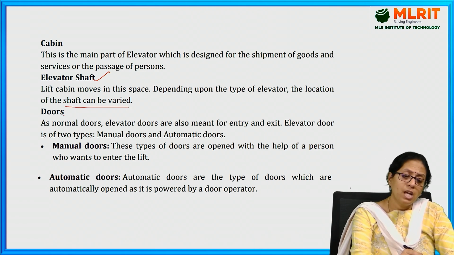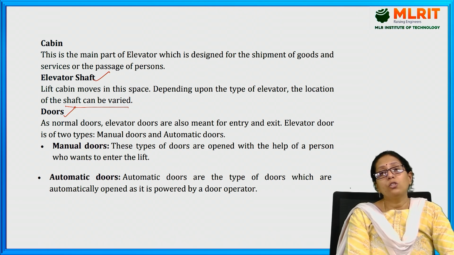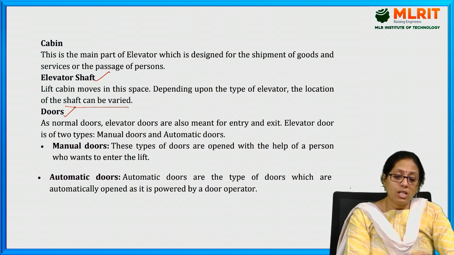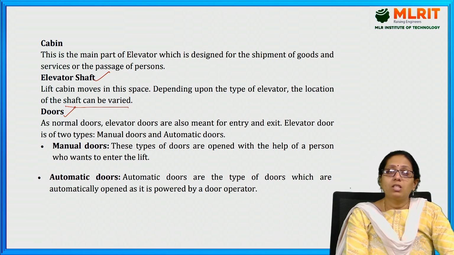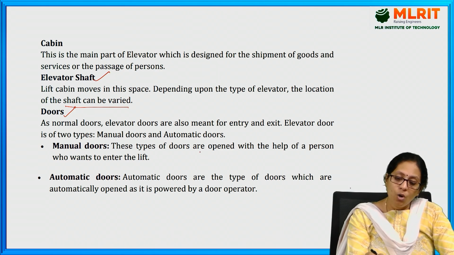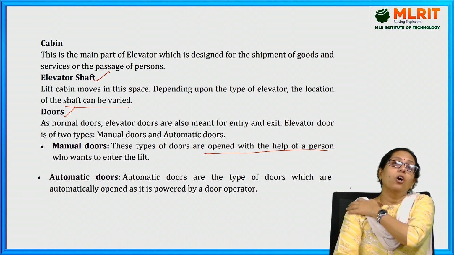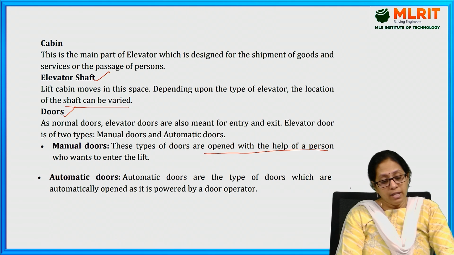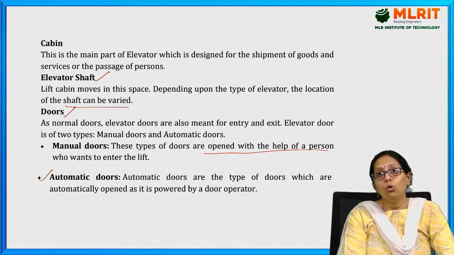The next one is doors. Like normal doors, elevator doors are also meant for entry as well as exit. Elevator doors are of two types, manual as well as automatic. Manual doors are opened with the help of a person who wants to enter or exit the lift. Next one is automatic doors. Automatic doors are the type of doors which are opened automatically, as they are powered by a door operator.